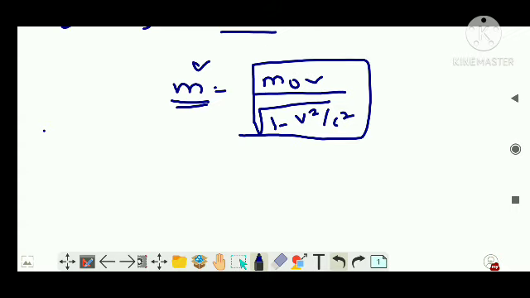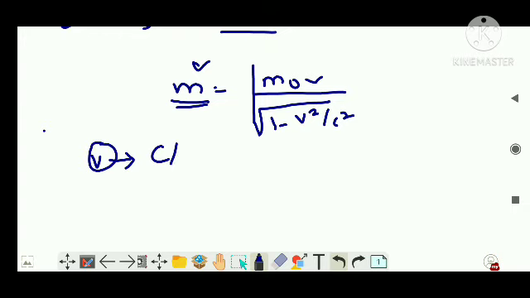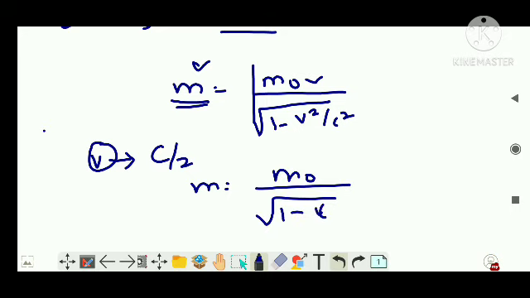I told you that when the object is moving with a velocity, its mass changes. How can I prove it? Suppose the object is moving with velocity v equal to c by 2, not c. So m is equal to m naught, the initial rest mass, divided by root of 1 minus v squared, which I can write as c squared by 4, divided by c squared.